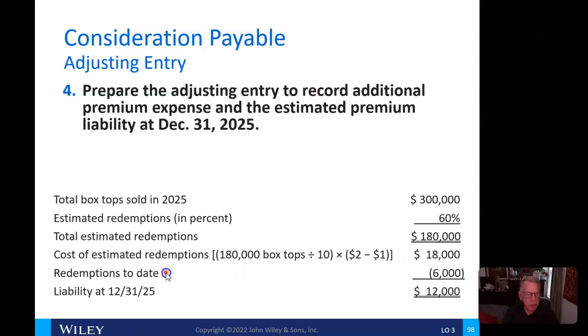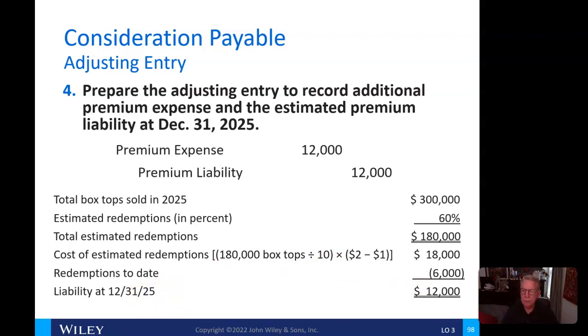Redemptions to date, which we've already booked in the prior slide, we have $6,000. And so our liability at the end of 2025 is going to be $12,000. And that's how we book it. A debit to premium expense, $12,000, and a credit to premium liability, $12,000 at the end of 2025.